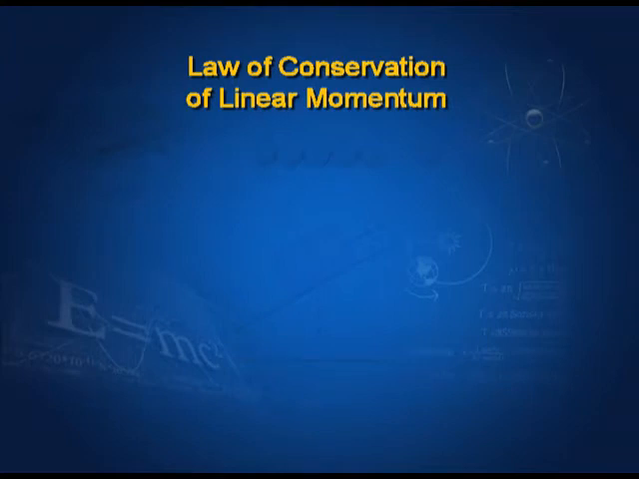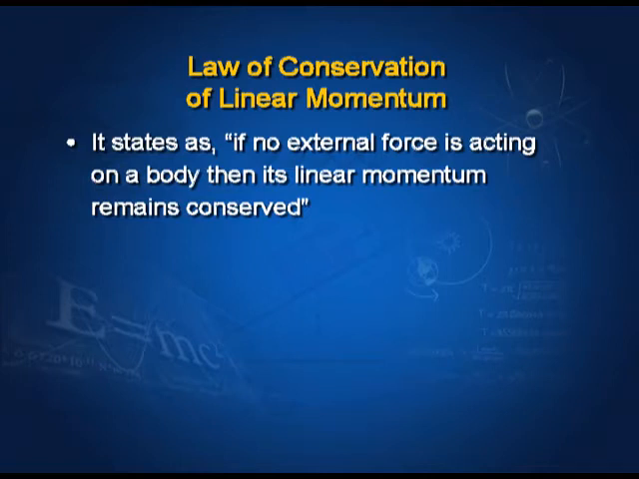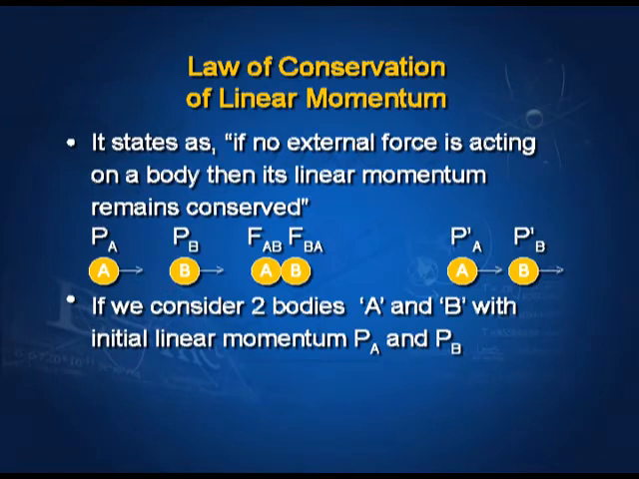Law of conservation of linear momentum. It states that if no external force is acting on a body, then its linear momentum remains conserved. Let us say we have two objects A and B, their masses are m1, m2 and they are moving with velocities. So, the initial linear momentum of A is PA and the initial linear momentum of B is PB.